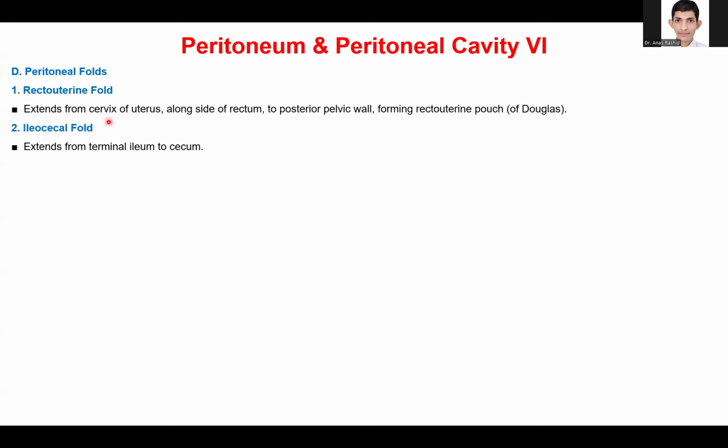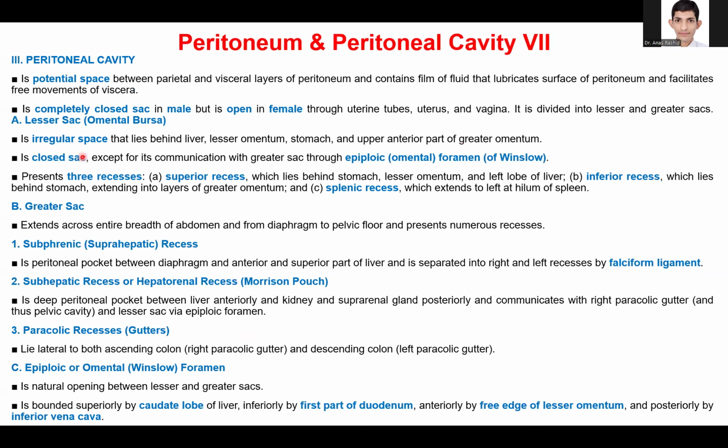Rectouterine fold extends from the cervix of the uterus alongside the rectum to the posterior pelvic wall, forming the rectouterine pouch of Douglas. Ileocecal fold extends from the terminal ileum to the cecum. Peritoneal cavity is the potential space between the parietal and visceral layers of peritoneum and contains a film of fluid that lubricates the surface of the peritoneum and facilitates free movement of viscera. It is a completely closed sac in males but is open in females through the uterine tubes, uterus, and vagina.